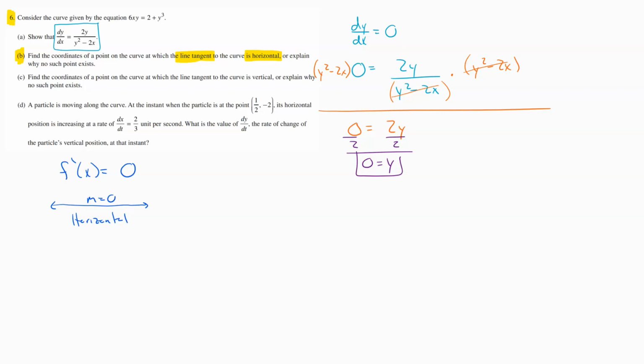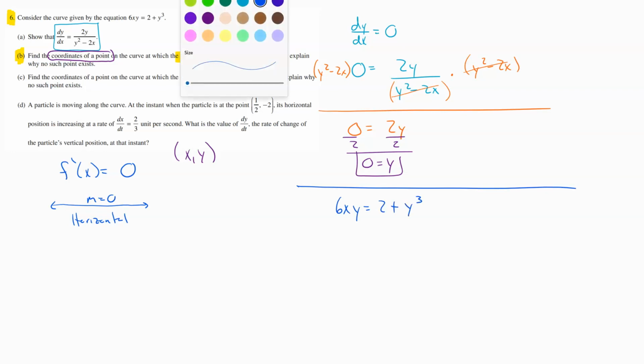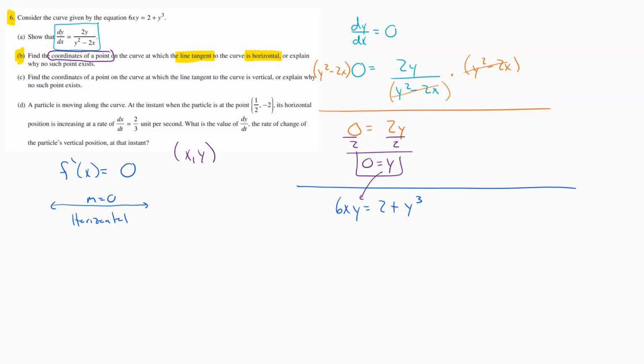And when they're talking about coordinates of a point, a coordinate is an x and a y. Well, how are we going to go find our x value? It's the same way you've always done it since you first started working on algebra problems. If I want to find the x value, I'm going to plug the y value into this equation here, and then I'll solve for the x value that goes with it. So I'm just going to plug in 0 for y everywhere, and we'll solve this for x. So we get 6x times 0 equals 2 plus 0 to the third.